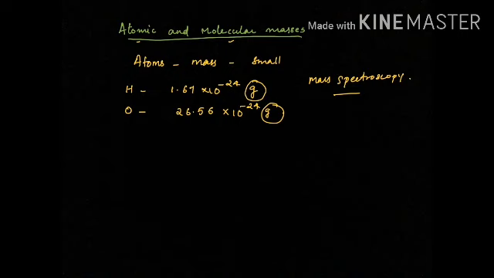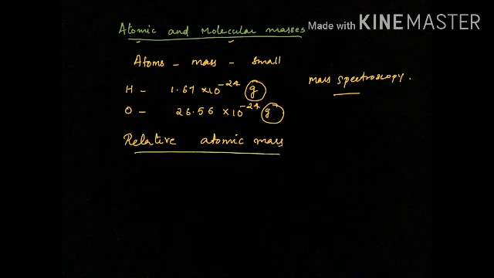At that time, what the scientists did was take the relative atomic mass. They related the mass of the atom that we are going to find out with another atom. That is what we call a relative atomic mass. They are relating one atom's mass with the other atom's mass. That is why we call it a relative atomic mass.